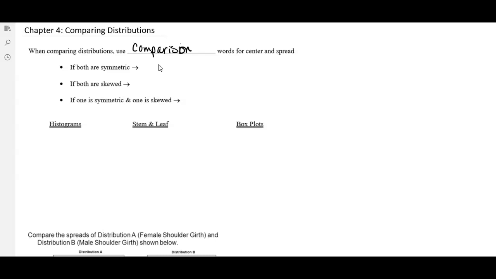Comparison words, so like larger, smaller, things like that. If you don't compare with those words, then you're going to lose some points. If they're both symmetric, remember you're going to describe them using the mean and the standard deviation. If they're both skewed, you're going to use median and IQR. And then lastly, if one is skewed and one symmetric, you're still going to use median and IQR.